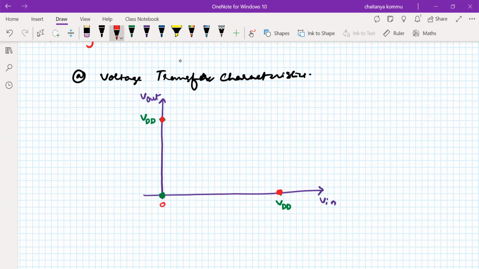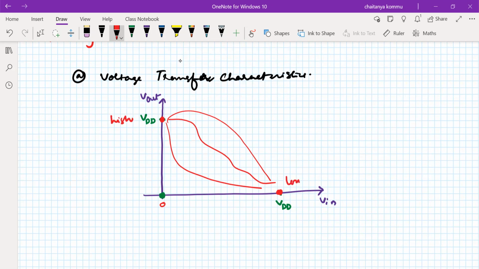Then what is the transition between VDD and ground? Whether it is going this way or that way, which way does it have to go? Anyway, it has to move from the large value to the low value. The output should go from the high value to the low value. That's what the inverter will do.